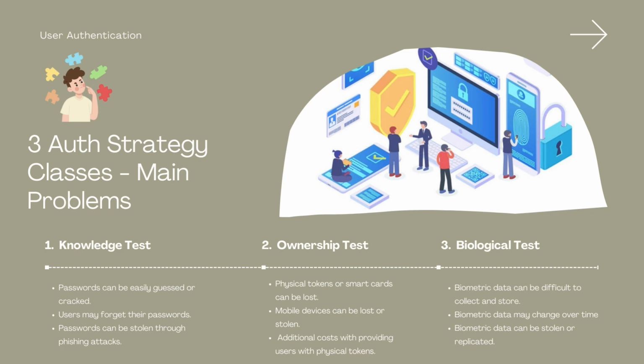And the third strategy class, which is the biological test, has its own pitfalls as well. Biometric data can be difficult to store and collect. Biometric data can also be replicated, and biometric data may change over time, such as with age or injury, leading to potential false rejections or false acceptances.